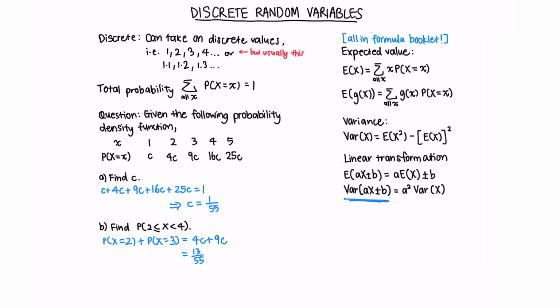Now the last thing is that the variance of ax plus or minus b is actually a squared times Var(x). So let's say I have something like the variance of 2x minus 3. This just equals 2 squared, which is 4, times your variance.